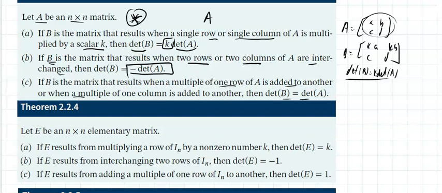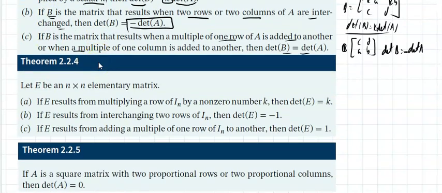And if I took matrix A again, and what I did was I wrote c, d, a, b, and call that B, the determinant of B is negative determinant of A. And if I multiply this row by any number and add it to that row, the determinant doesn't change.